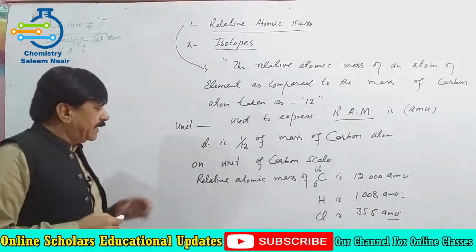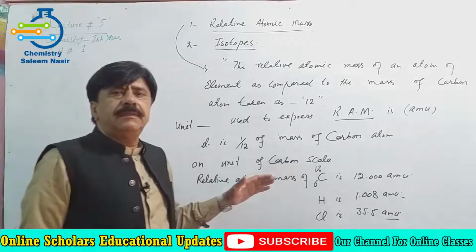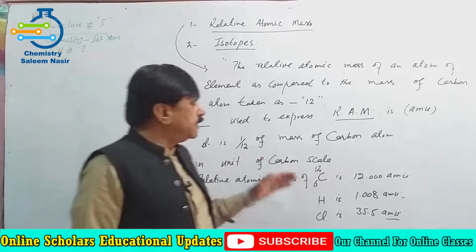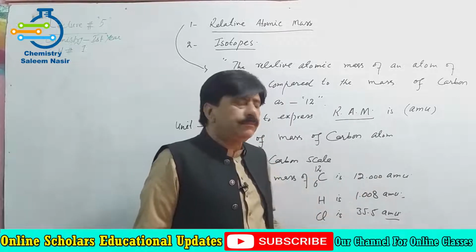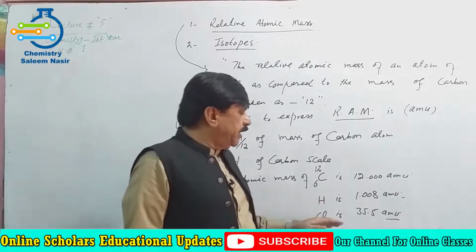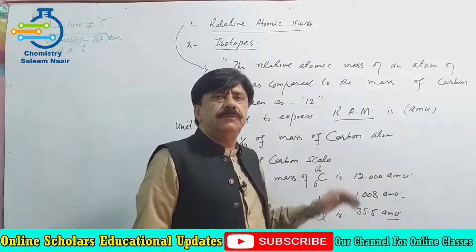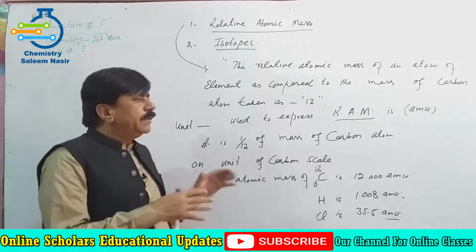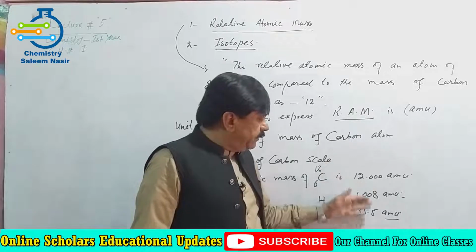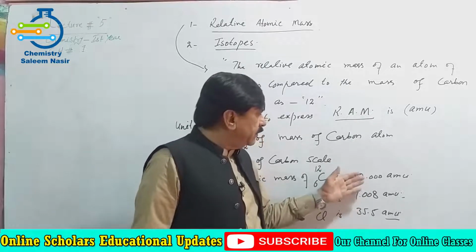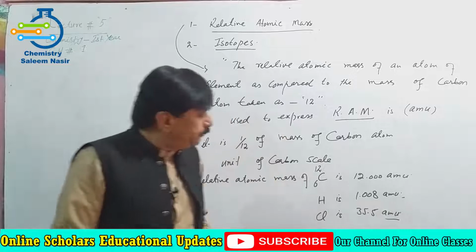Students, with reference to that carbon scale, the relative atomic mass of hydrogen is taken as 1.008 AMU, and similarly for chlorine it is taken as 35.5 AMU, and so on. Like these, other elements have their relative atomic masses with reference to the carbon-12 relative atomic mass.